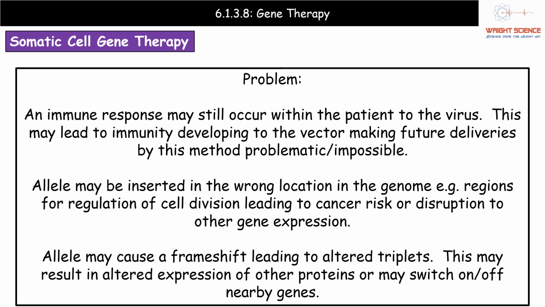It might be inserted into the regulatory region for another gene and therefore disrupt another gene being expressed, which could have unintended consequences. We could also potentially see a frame shift leading to altered triplets. So if we've got a frame shift occurring, then we're going to see altered expression of other proteins, or it could switch on or switch off different genes nearby. None of these are particularly ideal scenarios.